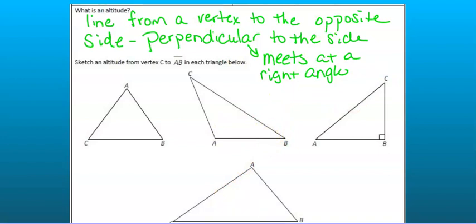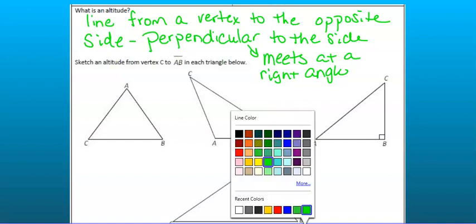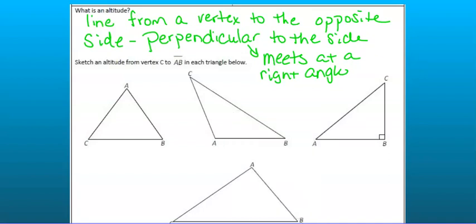All right, so let's talk about what that would look like. And I'm just going to do one from each on each of these pictures because that's what it says. Sketch an altitude from vertex C to side AB in each triangle below. So let's get a line tool. Well, actually, let's mark vertex C. Vertex C is here, here, here, and way down there. Okay. All right, so let's look at the first one.